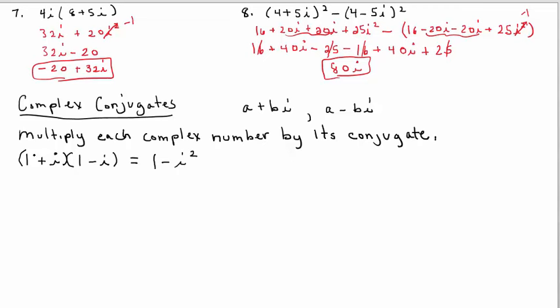All right, complex conjugates will serve a purpose in a minute, but what I want you to take away from this example is when you multiply a complex number by its conjugate, the imaginary part is going to cancel, and we're left with just a real number. Okay, let's do one more example.